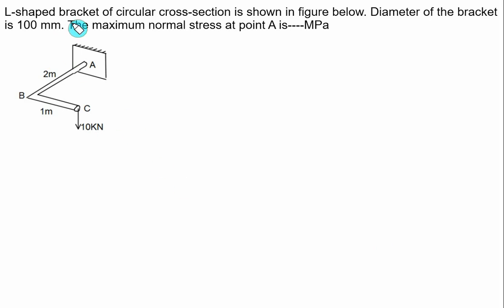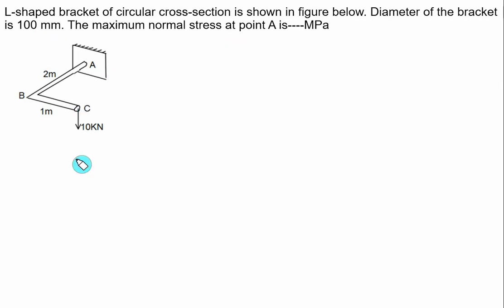An L-shaped bracket of circular cross-section is shown in the figure. We have A to B, it protrudes 2 meter from the fixed wall, and then it has a horizontal bar of length equal to 1 meter. At point C, a vertically downward load is acting equal to 10 kilonewton. The diameter of the bracket is equal to 100 mm. The maximum normal stress at point A you have to calculate.